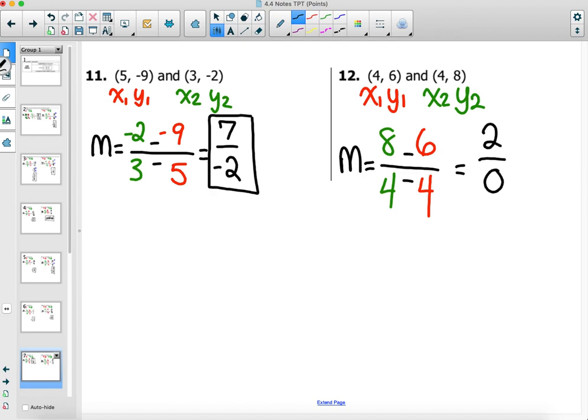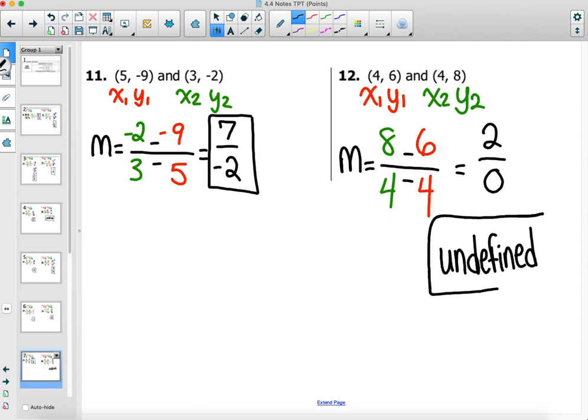And 2 over 0 is undefined. Again, when we type this into the calculator, we get an error. So the slope is undefined when the denominator is equal to 0.